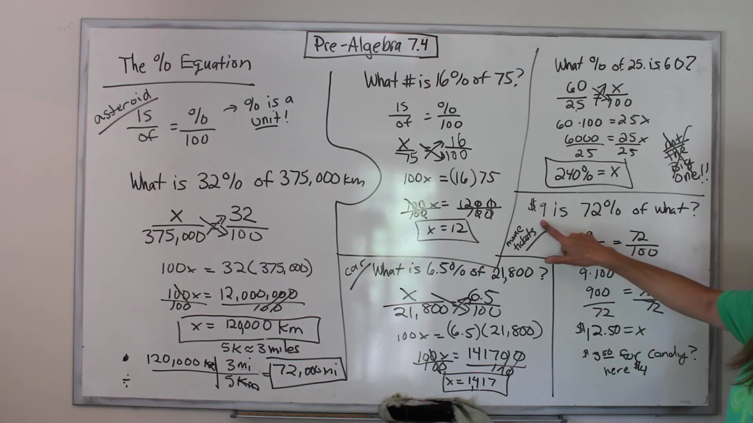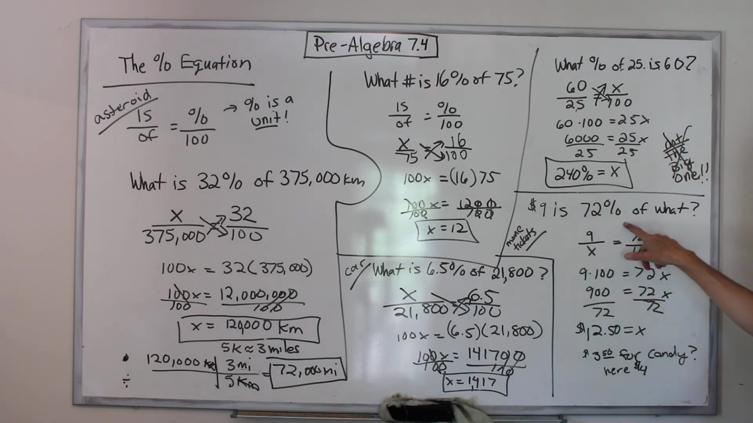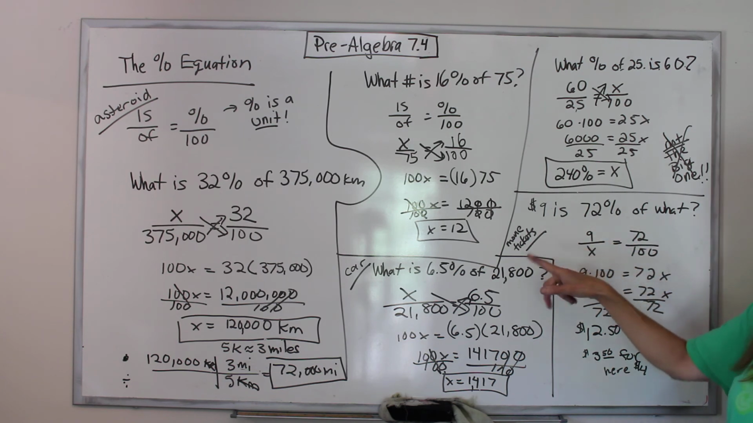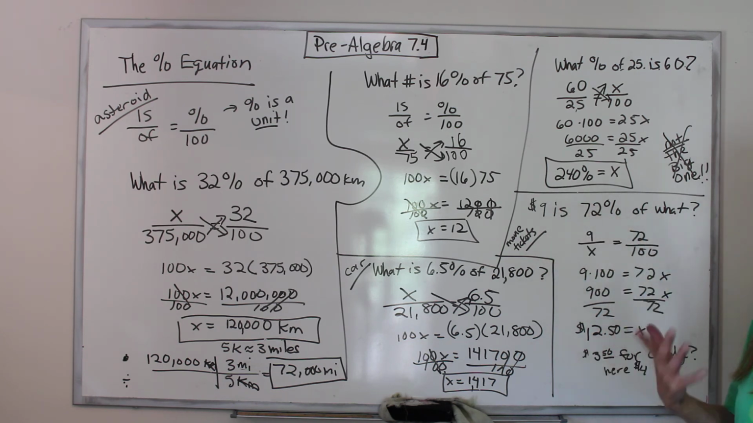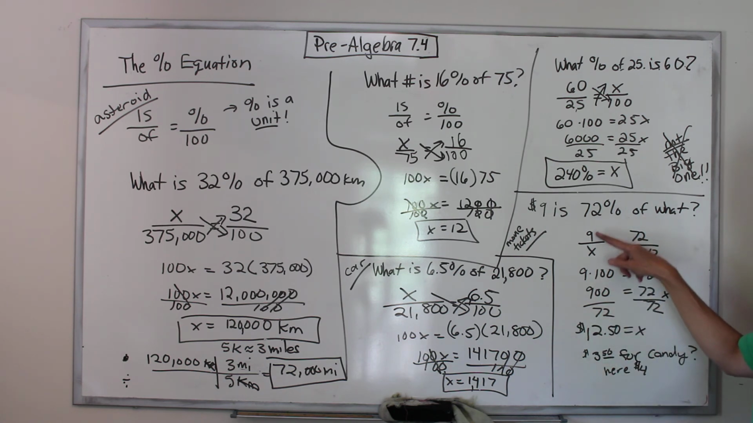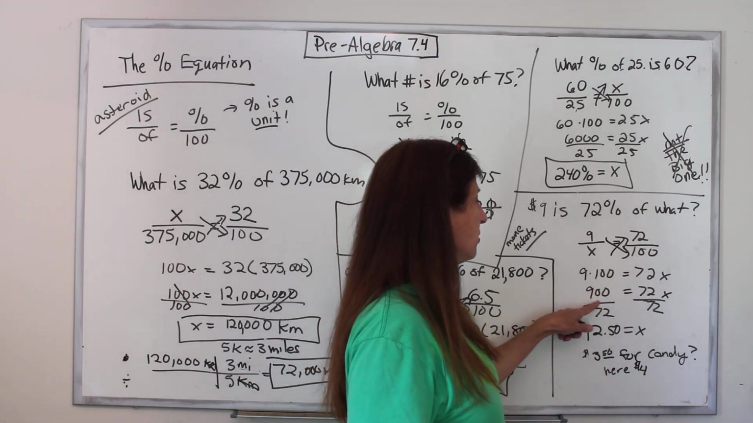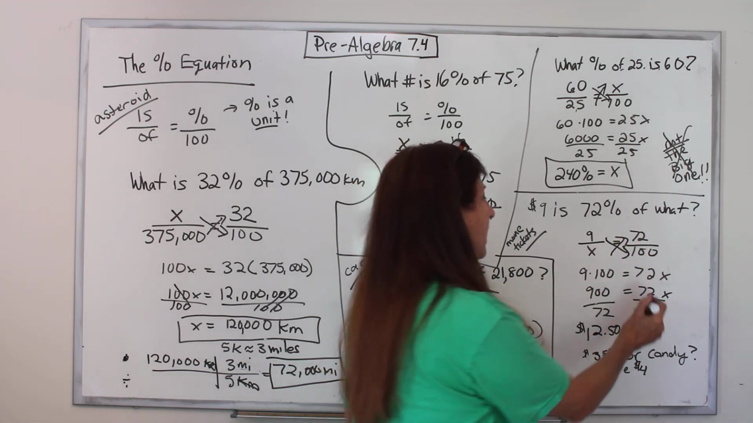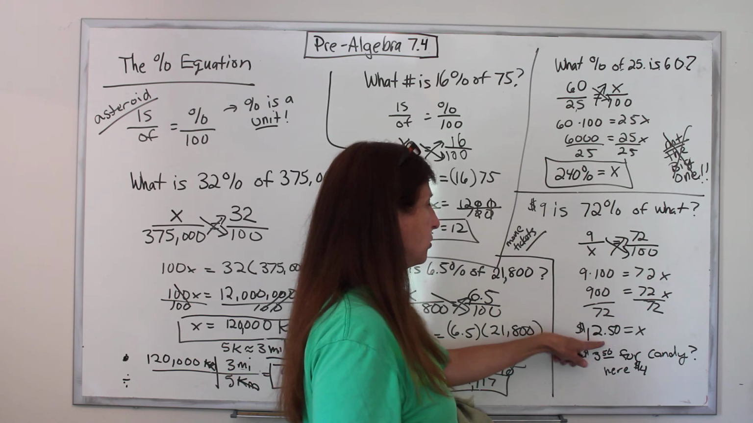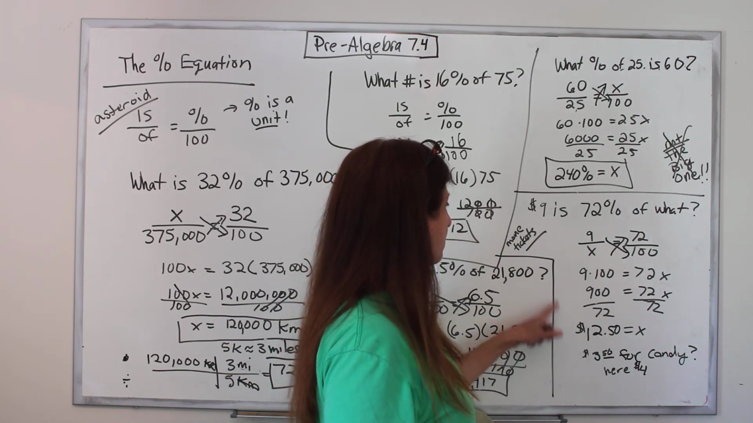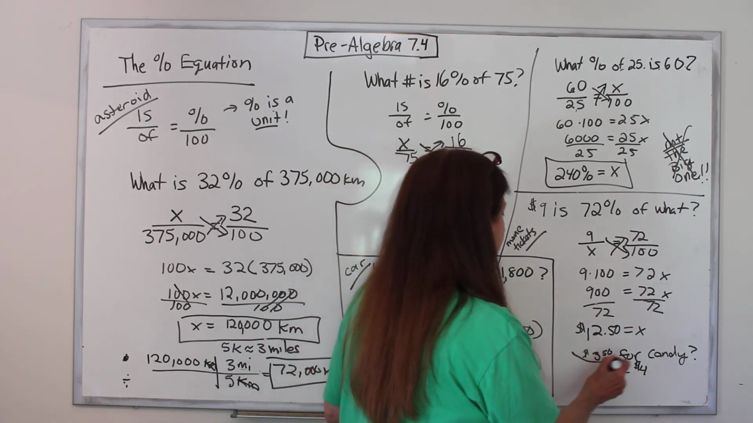Someone spent $9 for a movie ticket, and they want to know $9 is 72% of what number? They spent 72% of their money on movie tickets. How much money did they have to start with? Well, 9 is the is, x is the of, 72 is the percent, 100. We cross multiply and solve for x. 9 times 100 on this side, 72x on that side. Divide both sides by 72 and you get $12.50. So that means they spent $9 on tickets, $3.50 on something else.